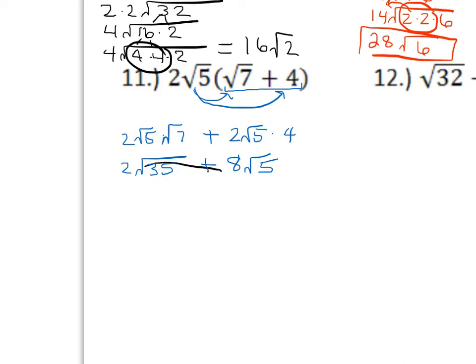5 times 7, those are both primes. There's no factors coming out there. And since these do not have the same number under the radical, that's as far as we can go.